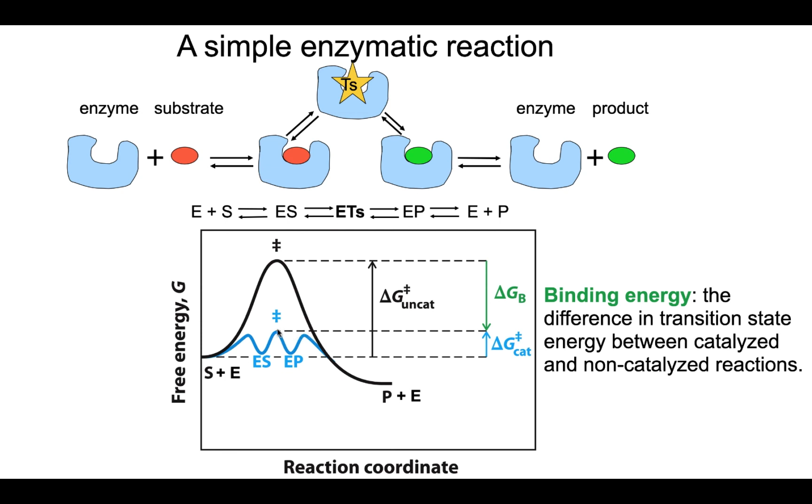Okay. And it's this right here, between the transition state of the enzyme-catalyzed reaction and the transition state of the non-enzyme-catalyzed reaction. This difference right here in the green arrow, this is called delta G_B, or simply the binding energy, the difference in transition state energy between the catalyzed and the non-catalyzed reaction. It's the amount of energy that the enzyme reduces the transition state by.